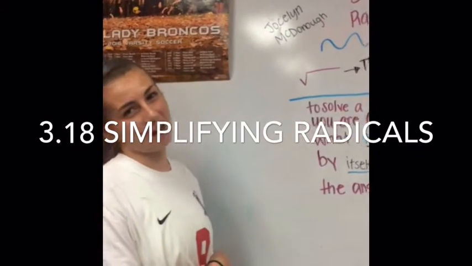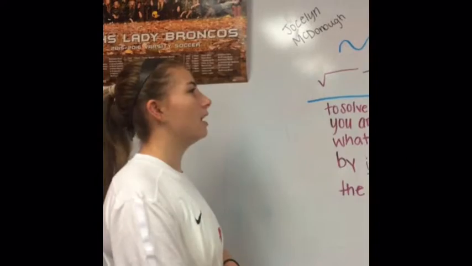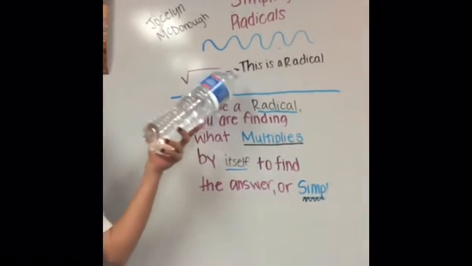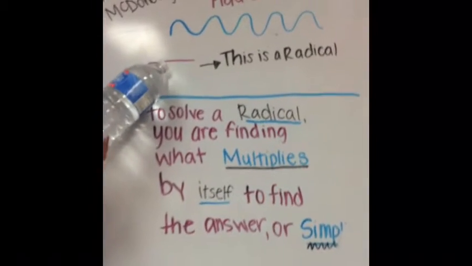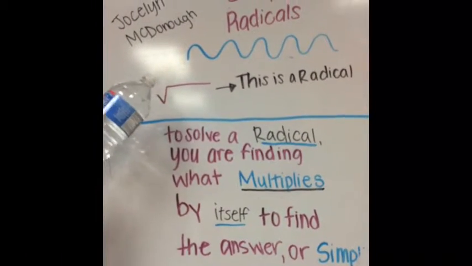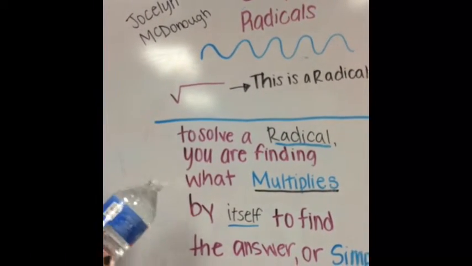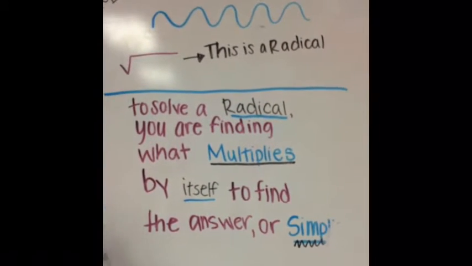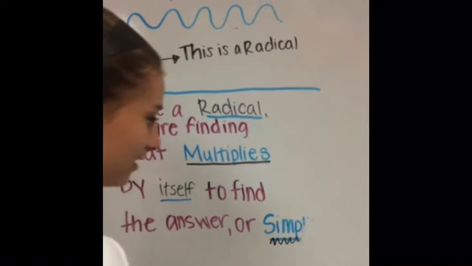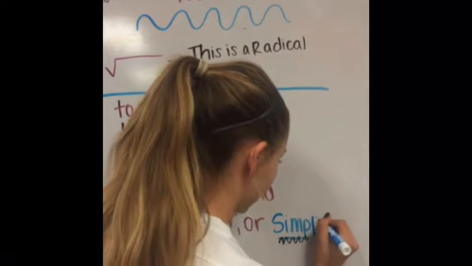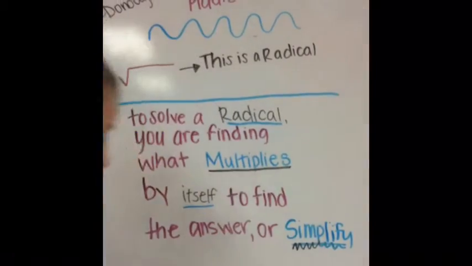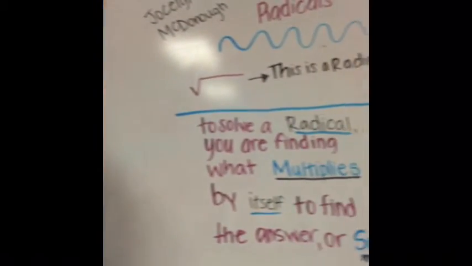How to simplify radicals. So this is a radical, and to solve a radical, you're finding what multiplies by itself to find the answer, or to simplify. If you don't understand what that means, we have some examples over here.